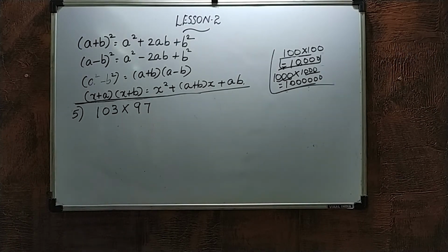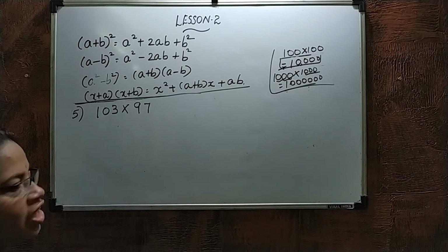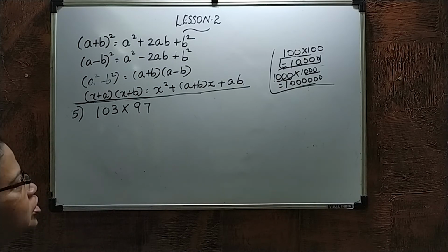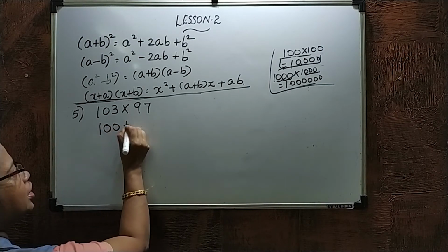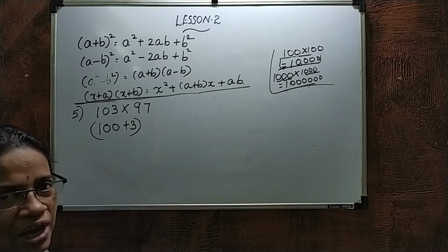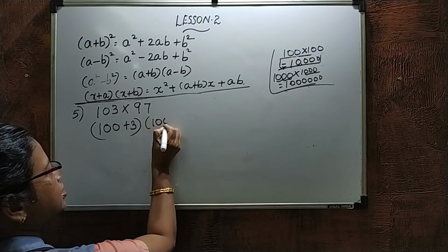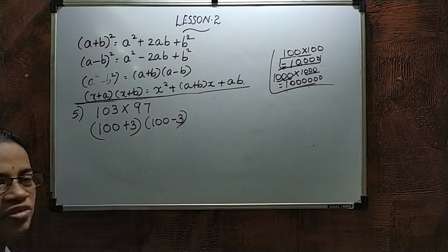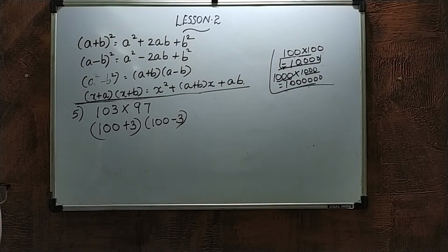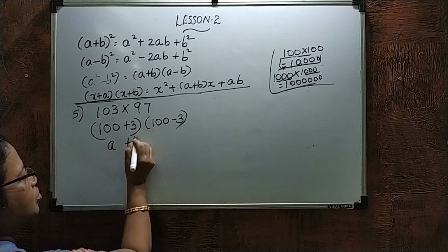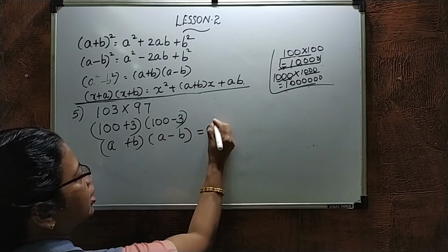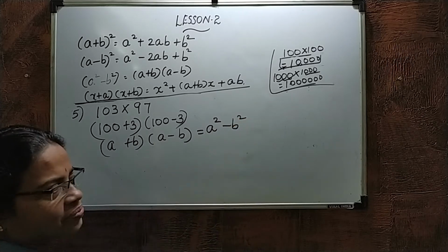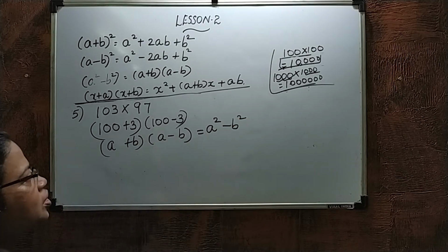Now the last problem, 103 into 97. Again what you have to do? You have to split with the 100. So 103 can be written as 100 plus 3 and 97 can be written as 100 minus 3. Can you find out any identity there? (A plus B) into (A minus B). Here (A plus B) into (A minus B) is given. You have to find out the answer for A square minus B square. This answer we want. So what is the answer then?